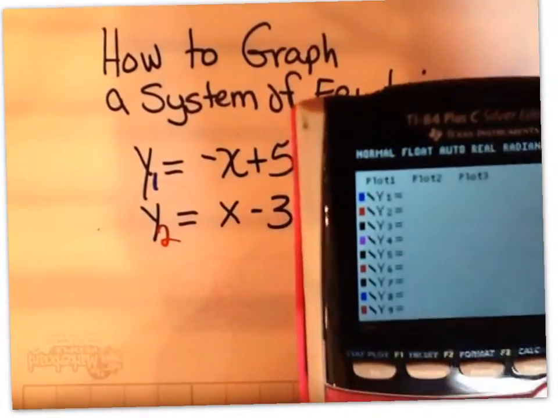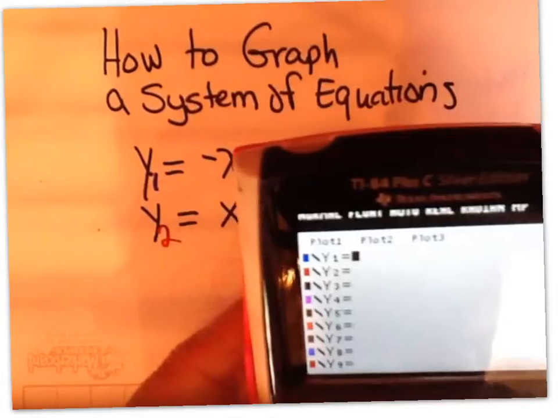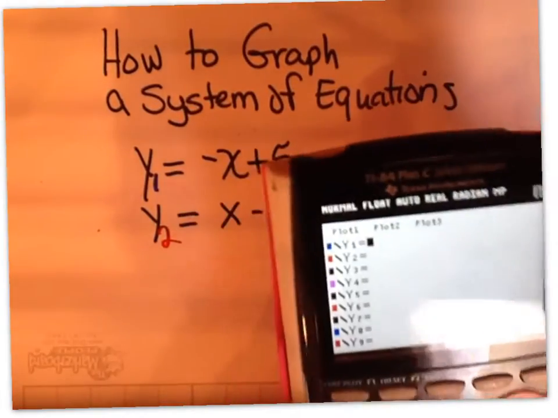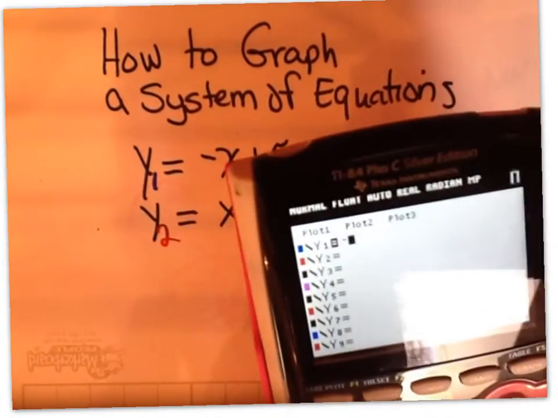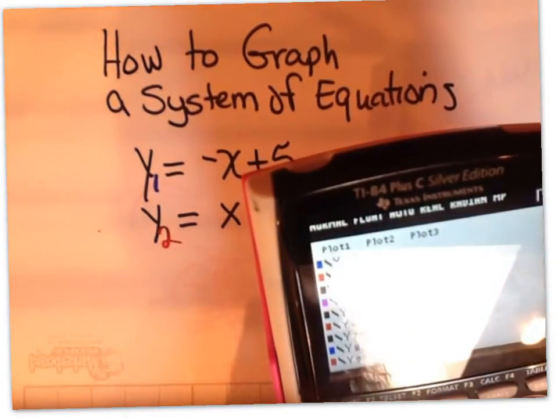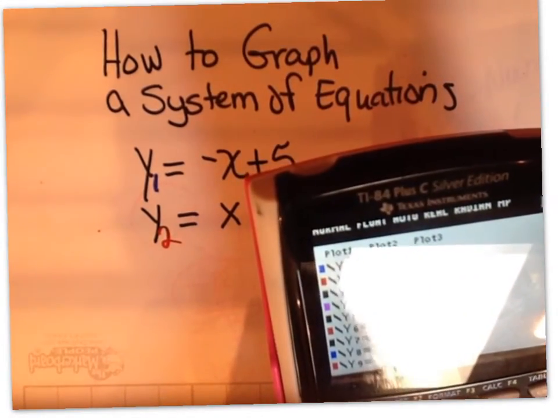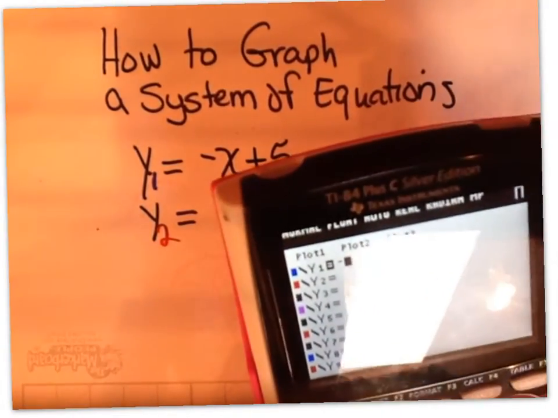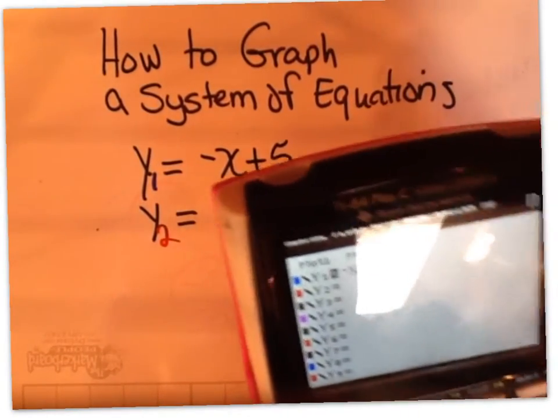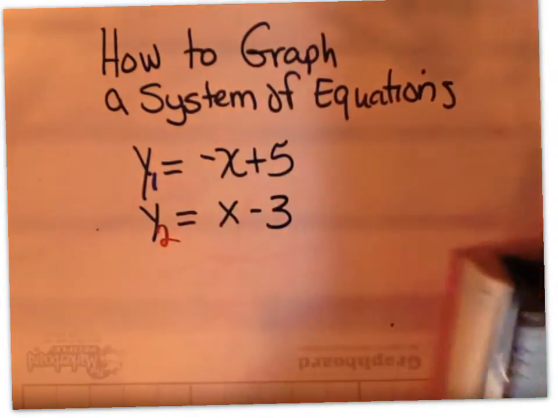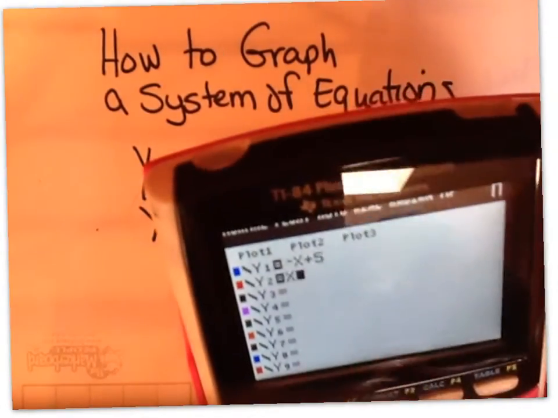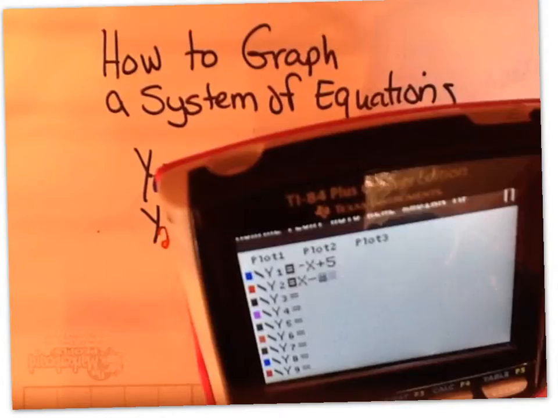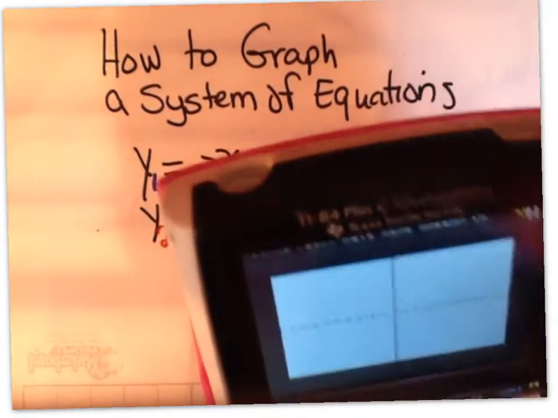So first thing, turn on that calculator, hit y equals. Put your first one in there, and it is a negative. Make sure you put in a negative when it's the first thing you put in the calculator. If it has a minus sign in front of it, you have to use the negative button or you'll get a syntax error. Negative x plus 5. And the second one is x, and since it's not the first thing, it's a minus 3. And then you hit graph.